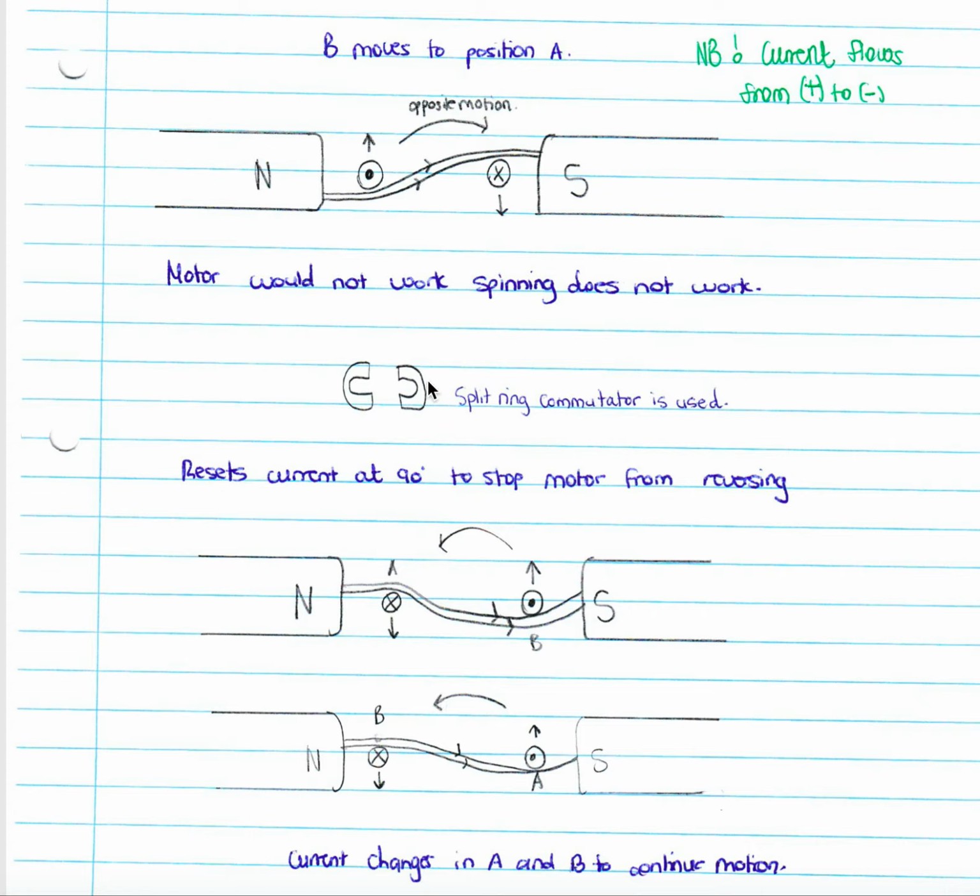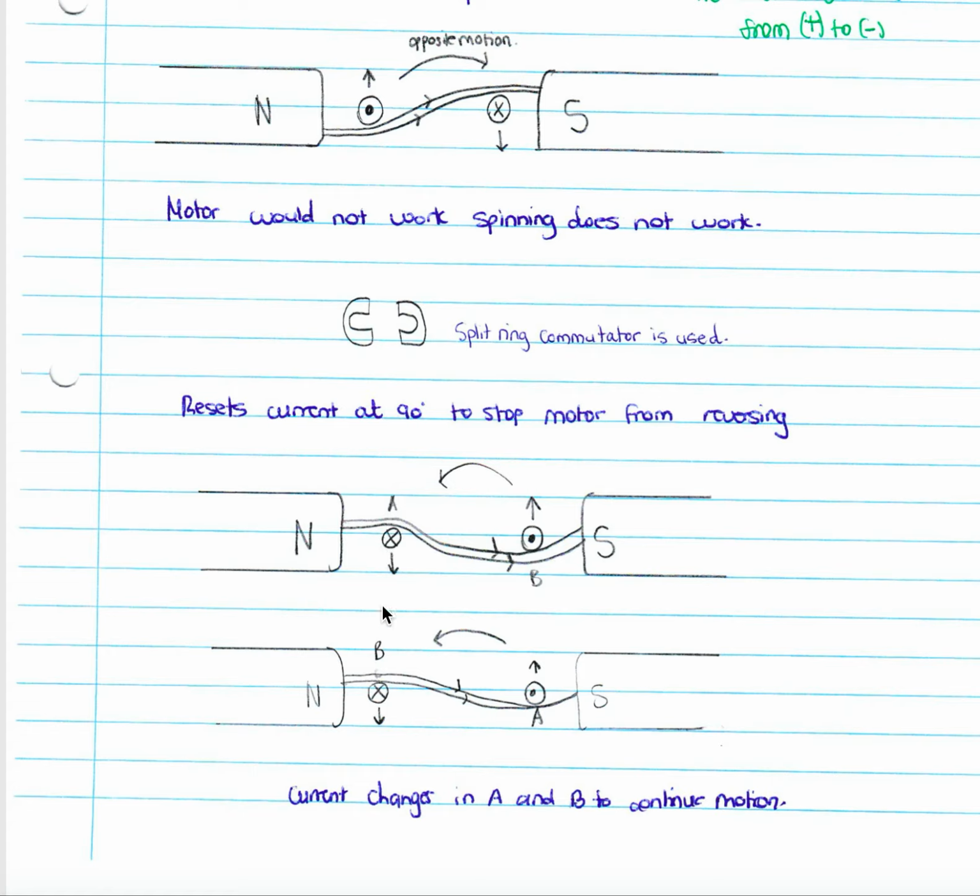So this would be your negative side of your split ring and your positive, and therefore when we have a full 180 degree rotation, we will always have our current flowing towards us on the right and flowing away from us on the left. So our current, as we've said, changes in A and B to continue our motion. And in that way we get 360 degree rotation in our electric motor, and therefore we get a transfer from electric energy to mechanical energy, which we desire from an electric motor.